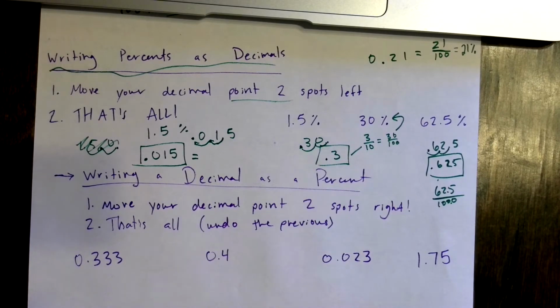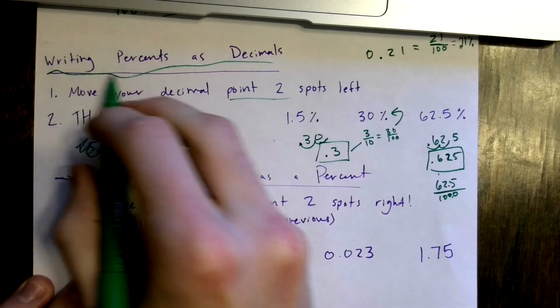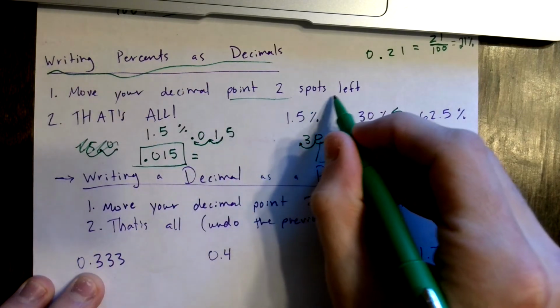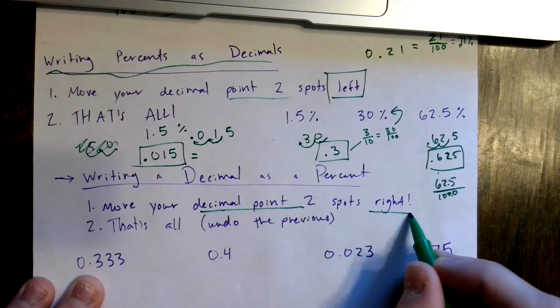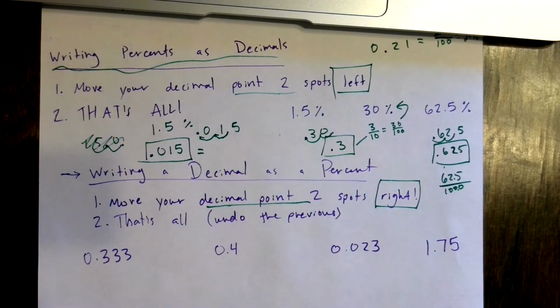Now we're going to write our decimals as a percent. We're doing the same thing. Look at this. When we're writing our percents as decimals, we moved 2 spots to the left. Now we are moving our decimal point 2 spots to the right. So we already have them as decimals. Basically, we're just undoing what we just did, turning them back into percents. We're going to move 2 spots to the right here.